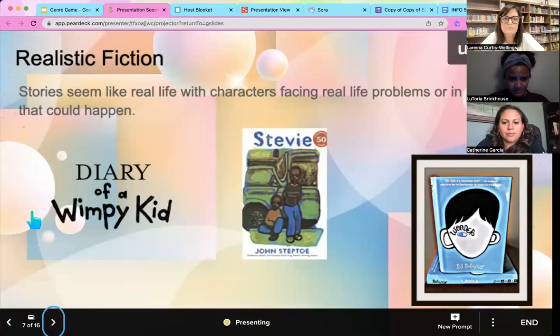Realistic fiction, this is one that a lot of my students like to read. They love The Diary of a Wimpy Kid. That's one of their favorite things to do. And this is real life characters facing real life problems, and it could happen, but it's fake.